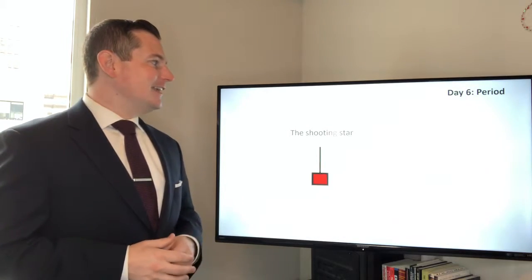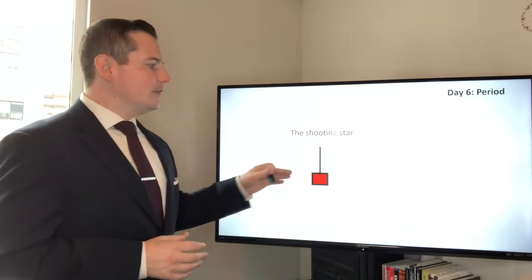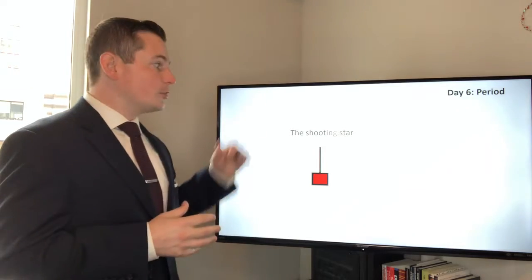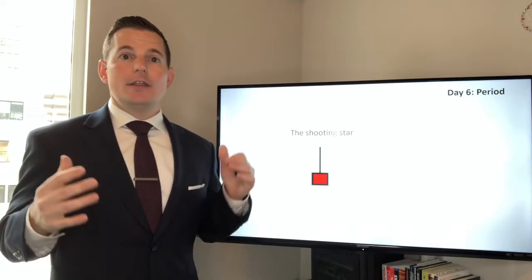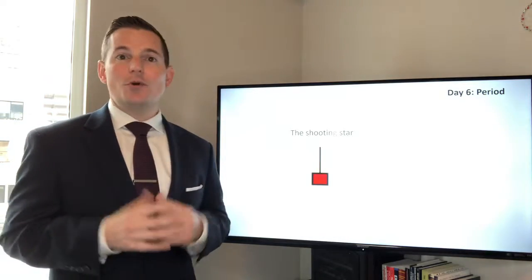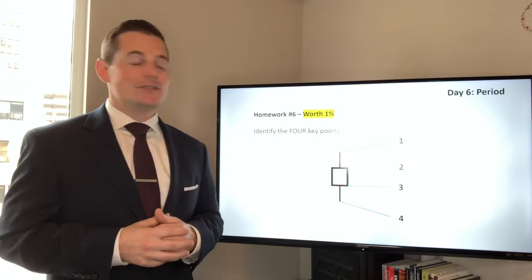And the next is the shooting star, and it's the opposite of the hammer candle. This would be an indication of a reversal down. If there's a long uptrend and you see a shooting star, that could be an indication that the price is going to fall over the next few periods, okay?